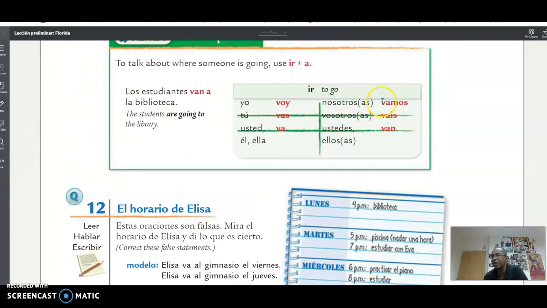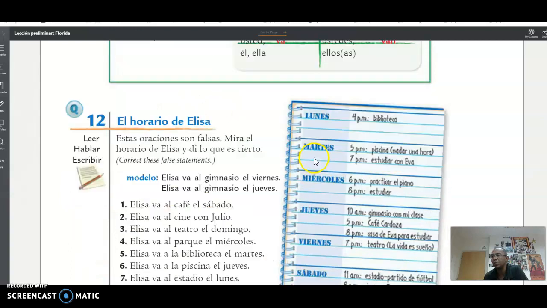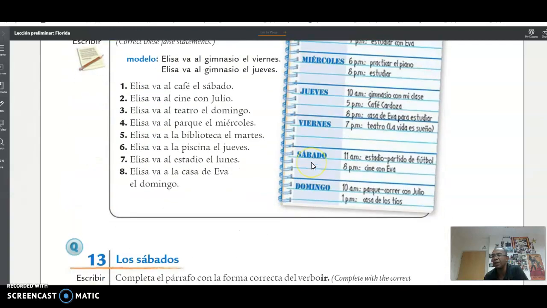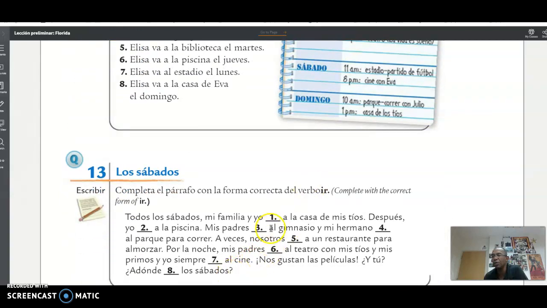Exactly. Vamos. Nosotros vamos. Mi familia y yo vamos a, notice the preposition a is there, a la casa de mis tíos. Every Saturday, my family and I go to my uncle's house.